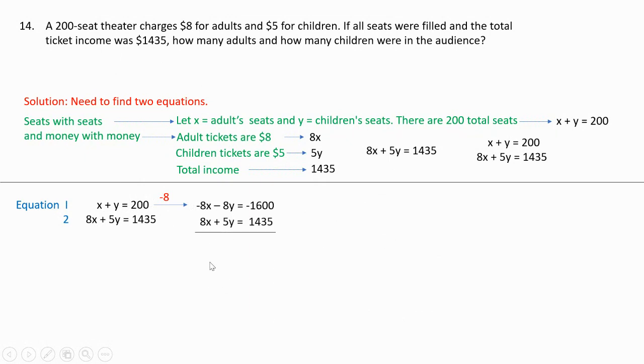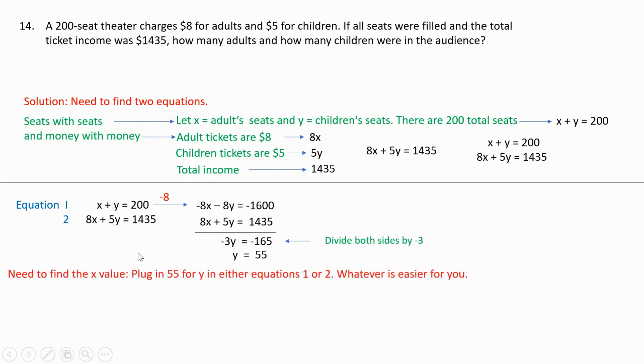Then we add them, right? So the x's will be eliminated. Negative 8y plus 5y will give us negative 3y. And negative 1,600 plus 1,435 will give us negative 165. Now we divide both sides by negative 3. So y equals 55.